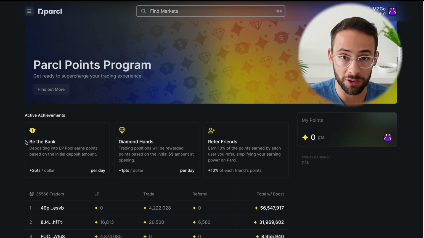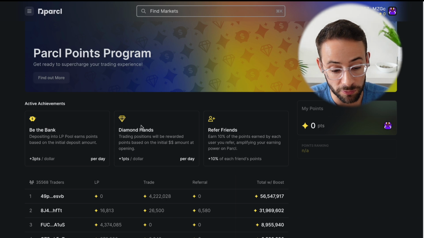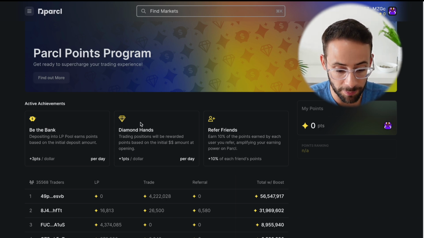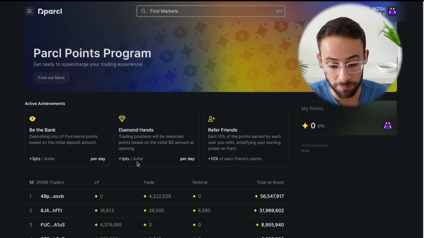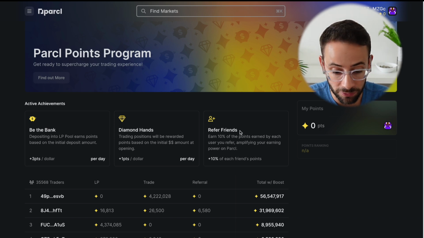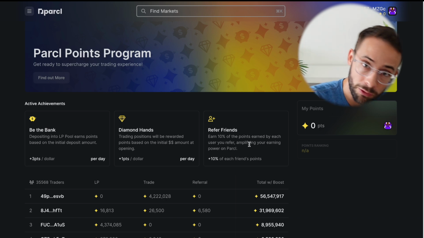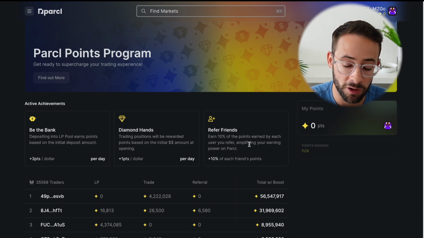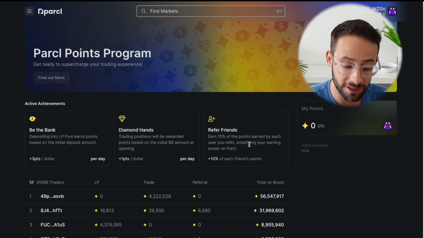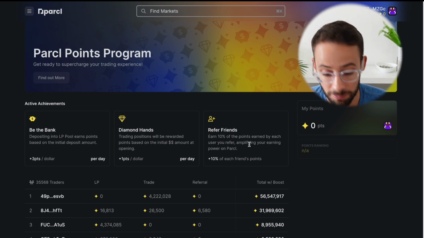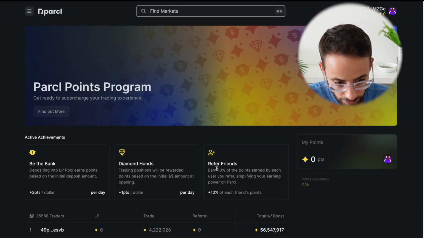So there's 3 ways basically that you can get points. You can deposit into the liquidity pool. You can get points for trading under this section here, diamond hands. So depending on the size of the trade, you're gonna get 1 point per dollar. And then you can also get points for referring friends. And you also get a 10% bonus for referring people and also for being referred. And I'll throw my link down below in case you want to sign up with that and get a 10% bonus, and then you can invite more people and get an additional 10% bonus of points. So yes, those are the 3 basic ways to earn points.